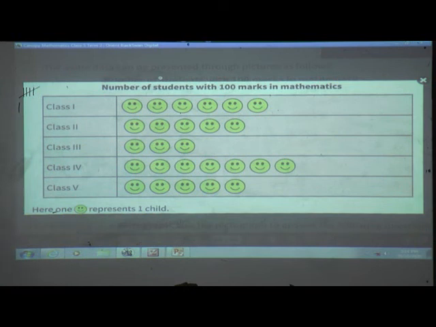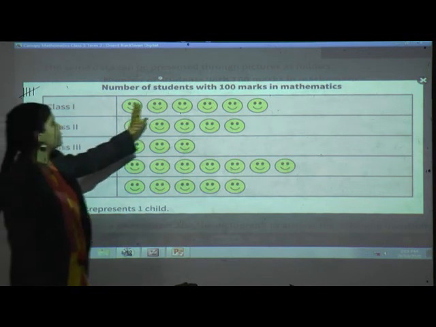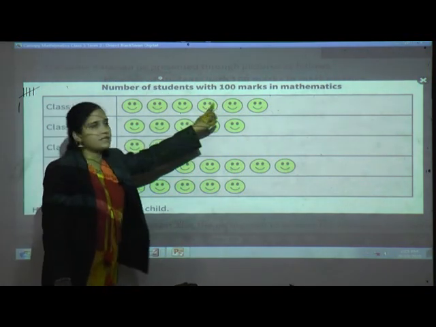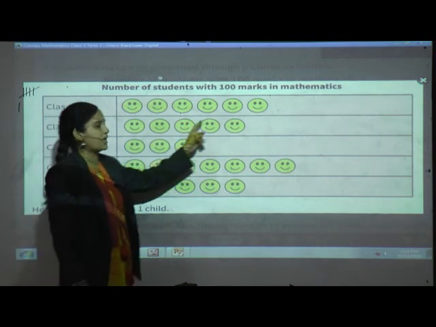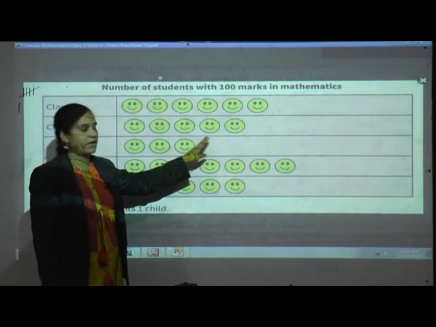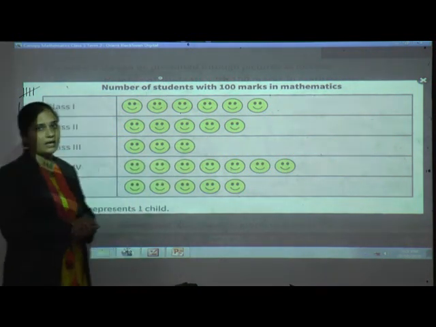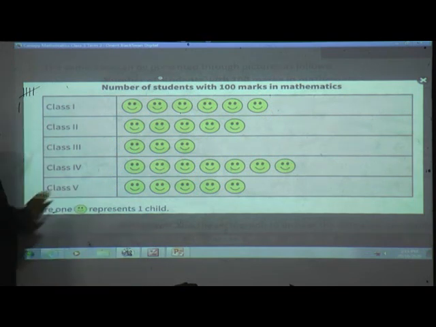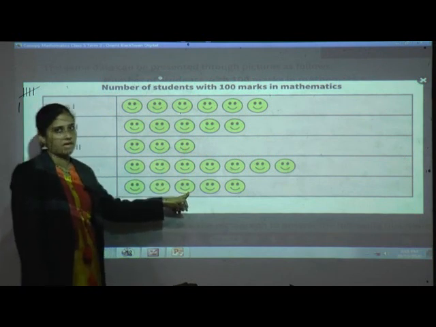Here in class 1, 6 students got 100 marks in mathematics. So instead of a number, we can use this picture. That's why 6 smileys are here. In class 2, 5 students got 100 marks, so that's why here are the 5 smileys. In class 3, 3 students got 100 marks. In class 4, 7 students got 100 marks. And lastly class 5, 5 students got 100 marks. That's why here are the 5 smileys.